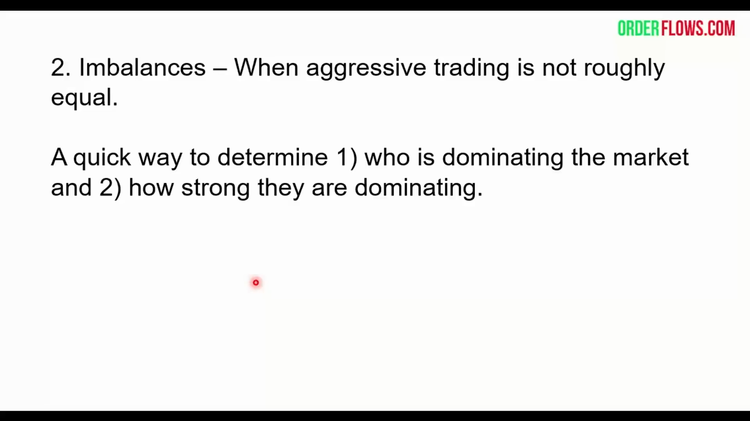Now, you do have what's called imbalances, right? When what's trading in a two-way auction, one side is more dominant than the other side. So say the market's 6 bid at 7, but 300 traded at 6 and only 25 traded at 7, you'd have aggressive sellers in control. You'd have a selling imbalance. So imbalances are a way to determine who is dominating the market right now and how strongly they are dominating.